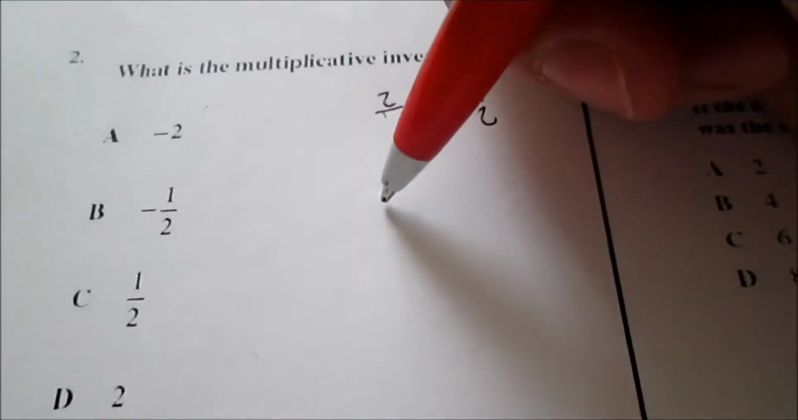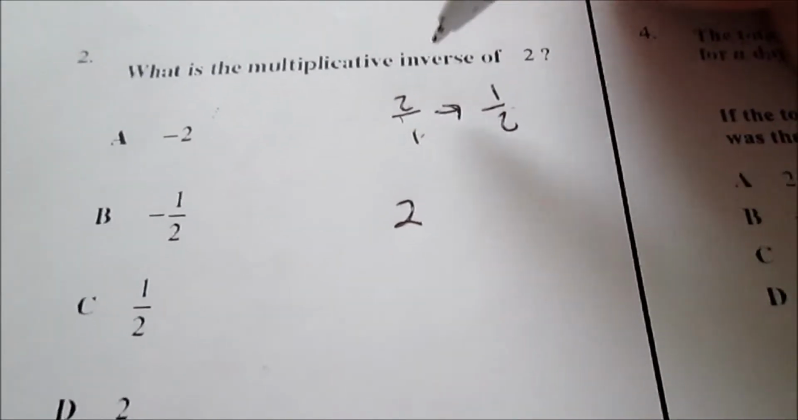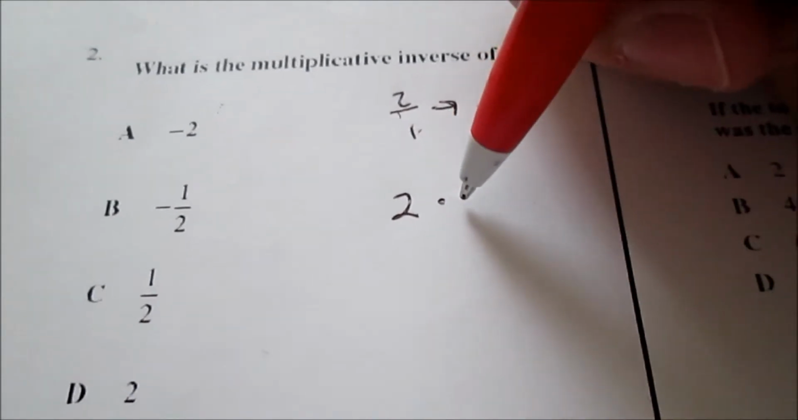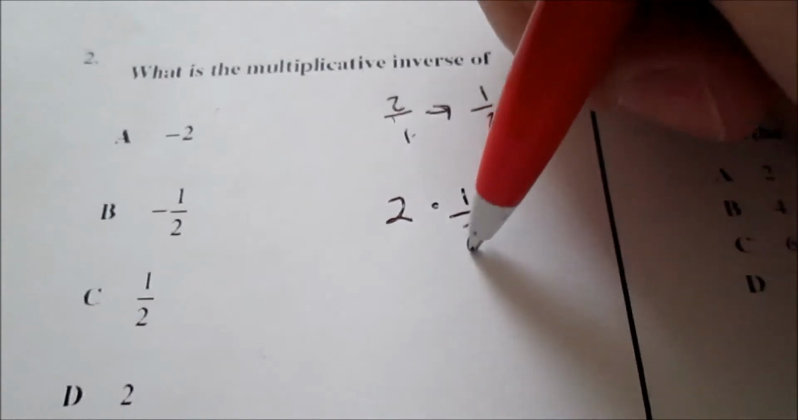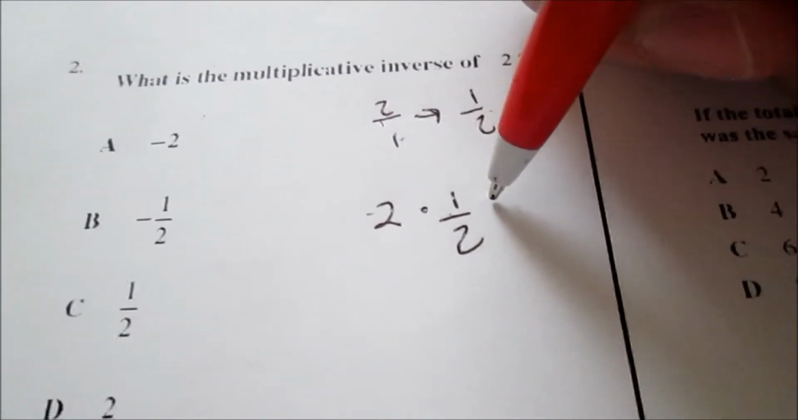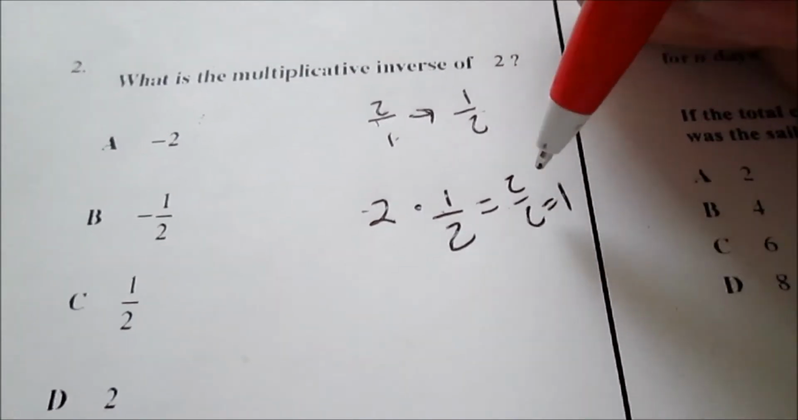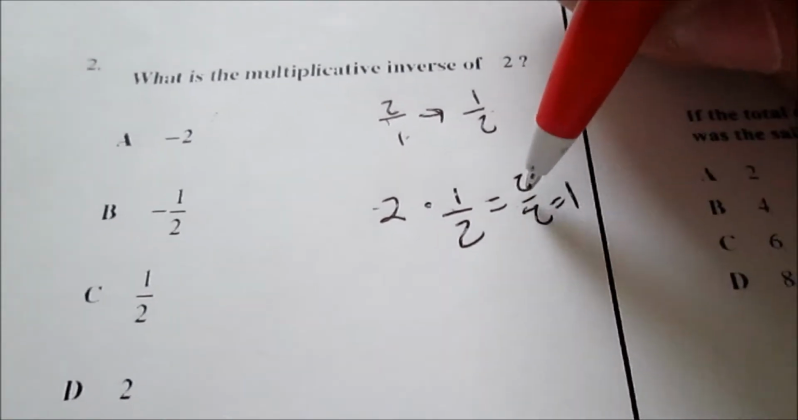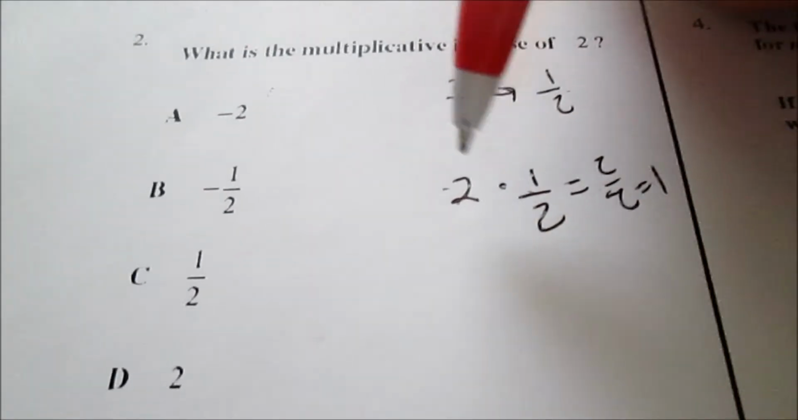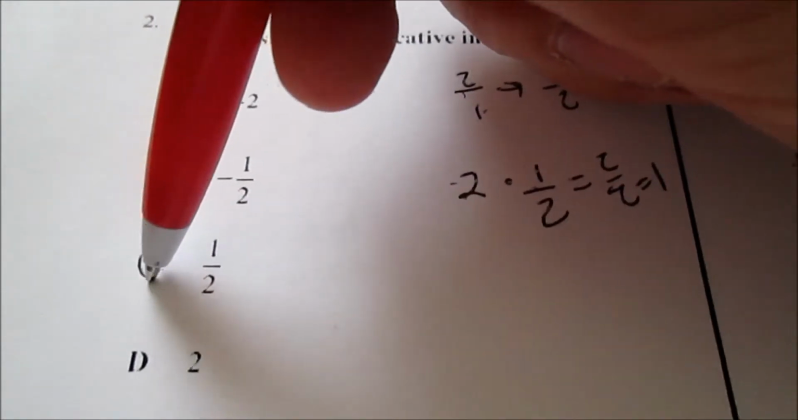Now, it also means that whenever you multiply the multiplicative inverse by the original number, it should give you 1. So this is the original. The inverse is 1/2. I multiply them, and I get 2 over 2, which is equal to 1. So the multiplicative inverse of 2 is 1/2, and that is answer choice C.